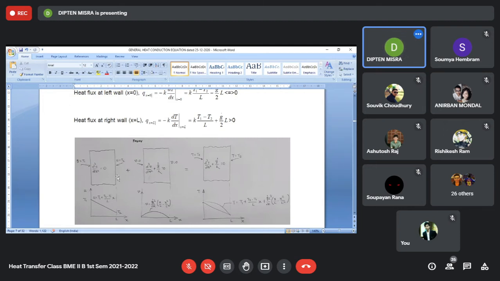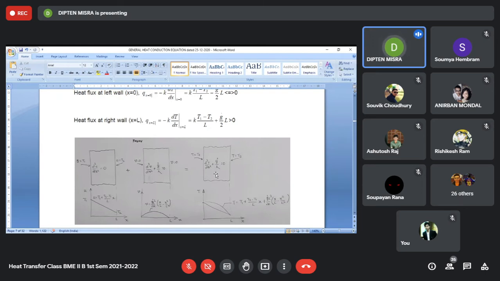Now, if you write this d2u/dx² plus d2v/dx² as d2/dx² of (u plus v), then it becomes d2t/dx². And then there is the additional term, the heat generation, that is g dot by k.